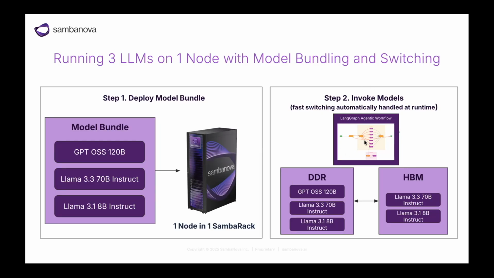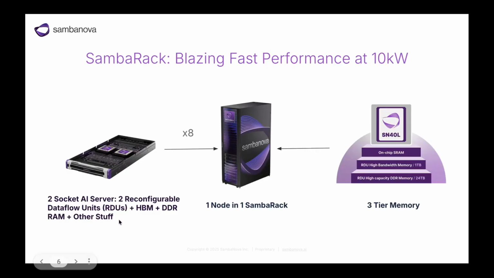As the agentic application invokes different LLMs in a single workflow, those LLMs are loaded from DDR memory into high bandwidth memory. The switching happens extremely fast at runtime. The reconfigurable dataflow units that perform the inference operations live alongside the HBM and DDR in our 2-socket AI servers. 8 of those servers are packaged into a single node in a single rack, along with other good stuff like networking, storage, and CPU compute. Each node has 1 terabyte of high bandwidth memory that can hold multiple models depending on the model size. Now let's see all of that in action in a healthcare application.